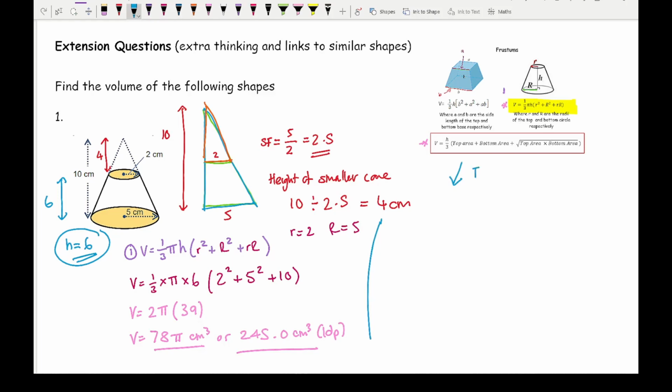So here my top area is the top base, which is a circle. So that's going to be pi r squared, so that's going to be 4 pi. The base area is going to be 25 pi, and again we know that h is 6. So then substituting numbers into that formula, we get 6 over 3 times the top area, which is 4 pi, plus the base area, which is 25 pi, plus the square root of 4 pi multiplied by 25 pi.